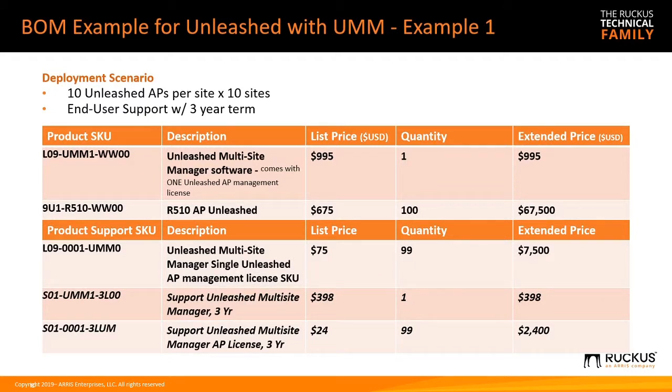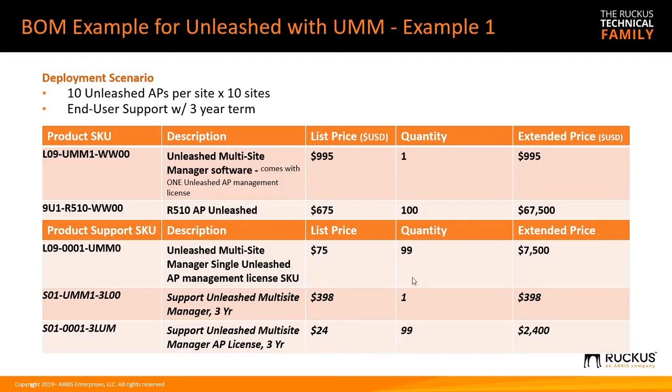Here's an example bill of materials for Unleashed Multisite Manager. So here we have the Unleashed Multisite Manager software license itself. So we have a quantity 1 here. And what you'll see is it says it comes with 1 AP management license, right? So in this particular case, we're doing 10 Unleashed APs per site with 10 sites and end user support for 3 years. So it's 100 APs total. So we're going to purchase 100 R510 Unleashed. And as always, the SKU for Unleashed APs starts with a 9U1 for Unleashed, not 901. So we order 100 of those APs.